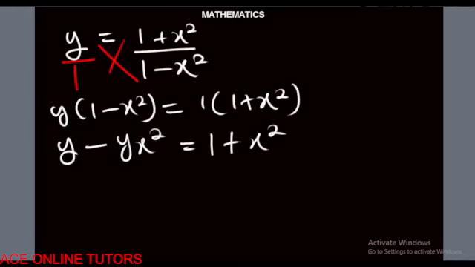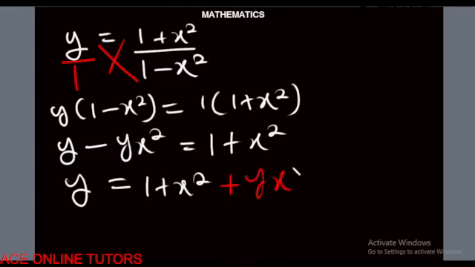On this side we'll be left with only y equal to, on this side we have 1 plus x squared with the new guy that is coming, that's plus y x squared. If you notice, this minus has turned to plus because we took it to the other side. So what are we going to have now? We are going to have y equal to, okay, you can now remove this one since it's not having any x or x squared. You take it to this side.